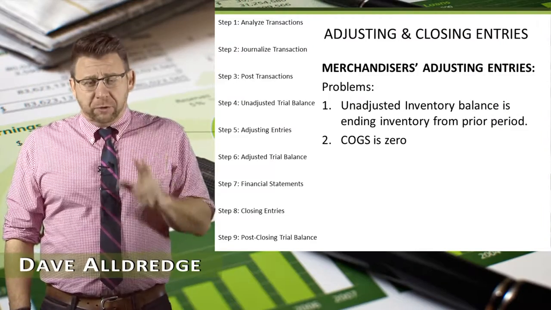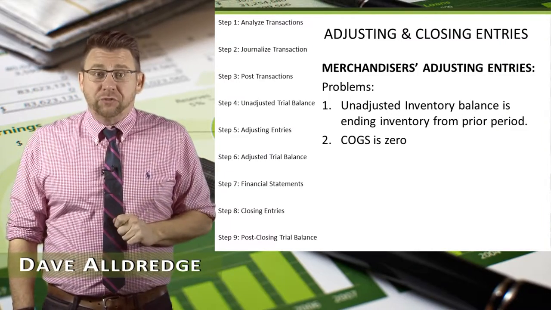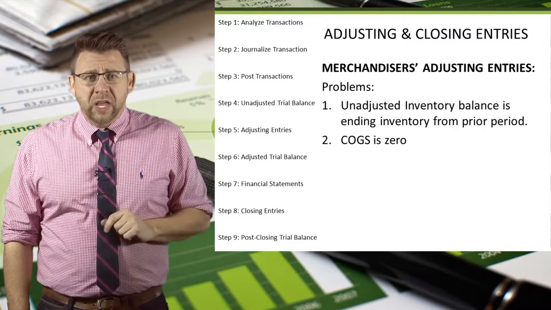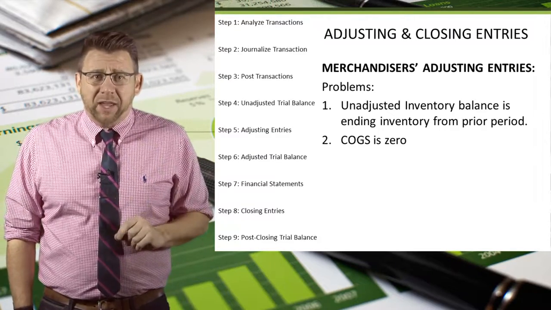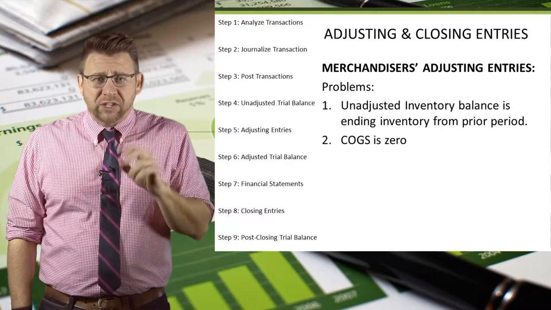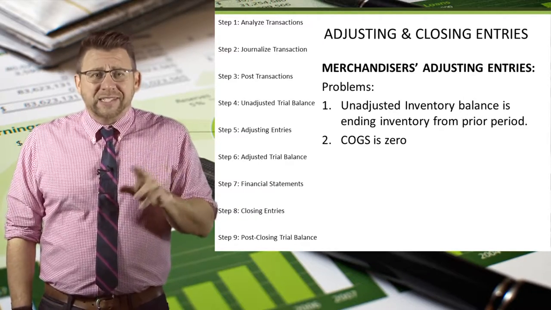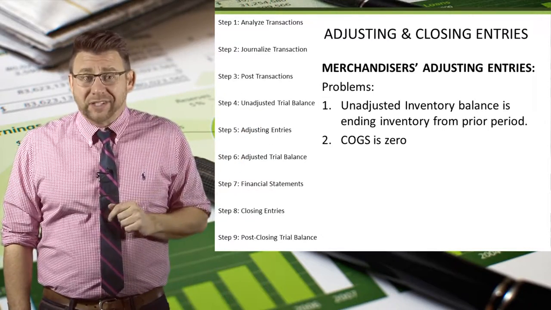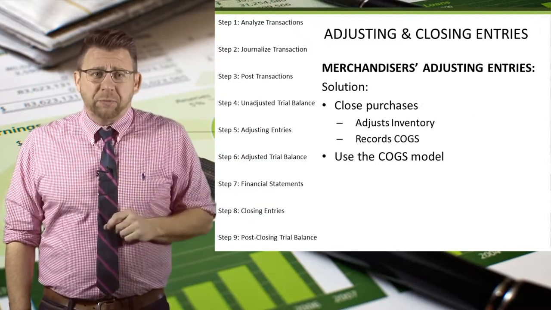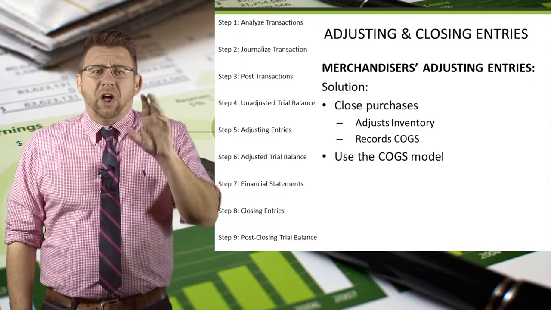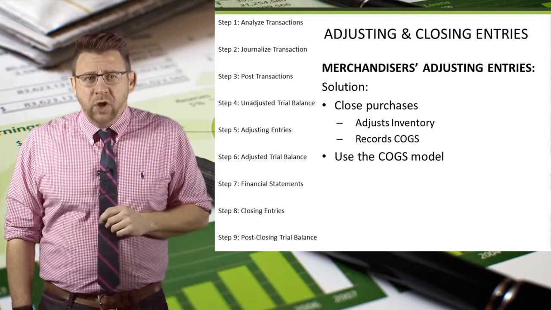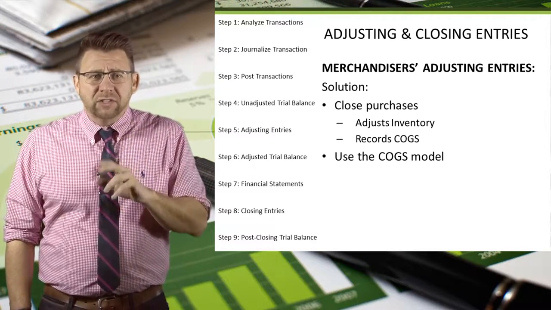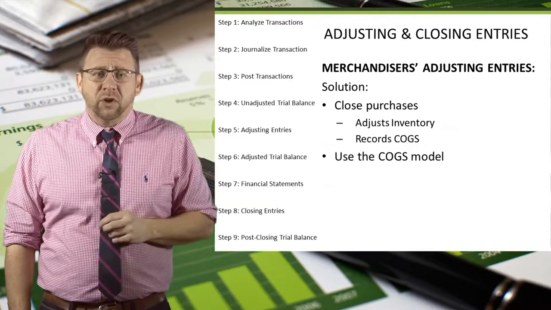The adjusting entries for merchandisers are basically the same as those for service firms, with the exception of adjusting the inventory account. This is a problem for periodic merchandisers because the unadjusted trial balance for inventory is the prior month's ending balance. Additionally, cost of goods sold is zero. The solution to this problem is using something we call the cost of goods sold model, which basically adjusts the inventory account and closes purchases to cost of goods sold.